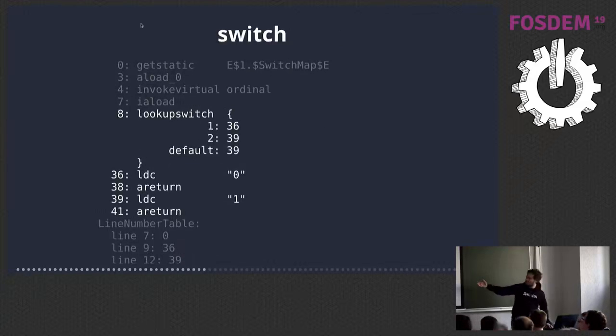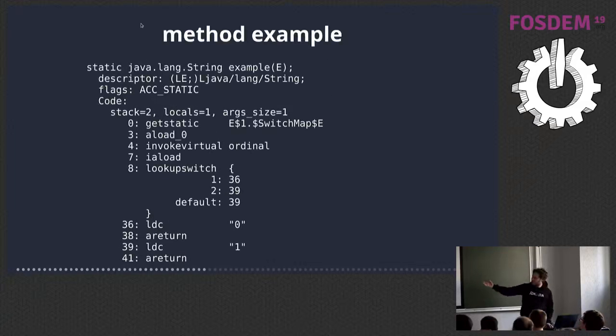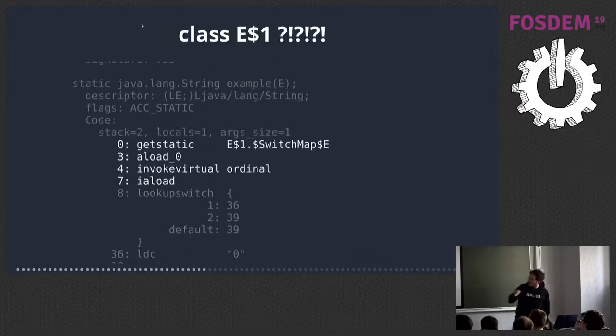No problem. Three cases inside of our method. And now we see something strange happening here. We see that just before the switch, we perform access to some magical class that we didn't write, and to the field $SwitchMap$ in this class. What this beast is, let's have a look again.